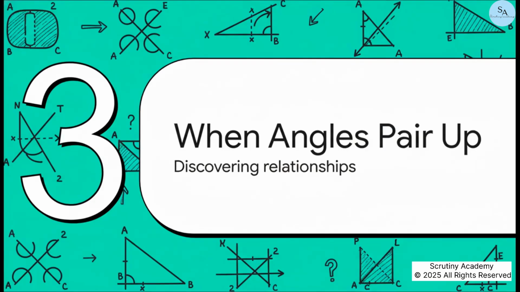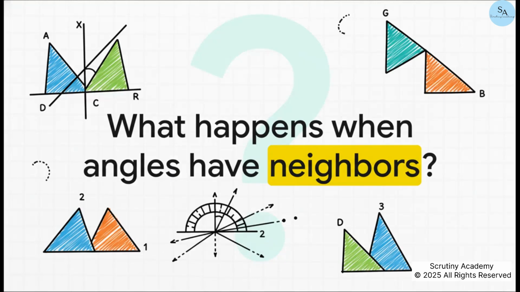Okay, this is where things get really cool. When we start looking at angles that are neighbors or opposites, we discover all these hidden relationships. And knowing these pairs is the absolute key to solving problems. So what does happen when angles hang out together? Well, this simple question unlocks a whole new set of tools for our geometry toolkit. Let's check out these special pairs.